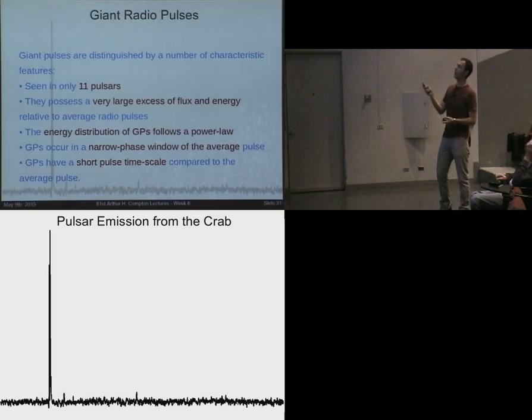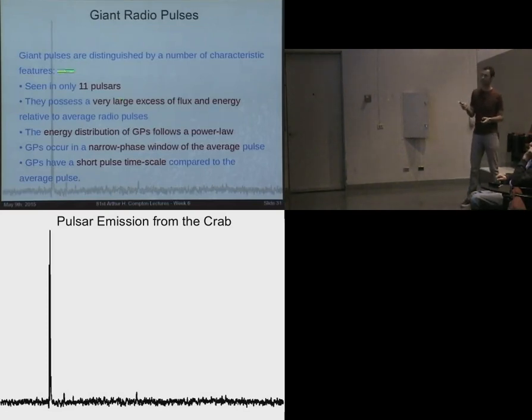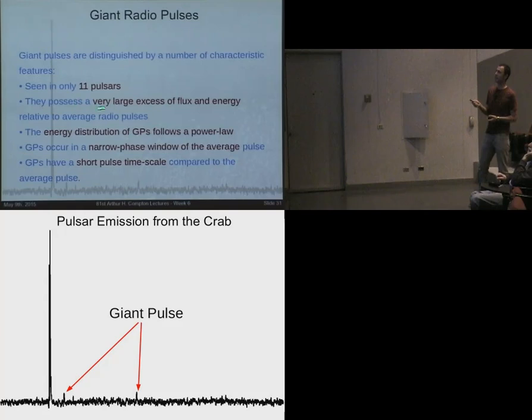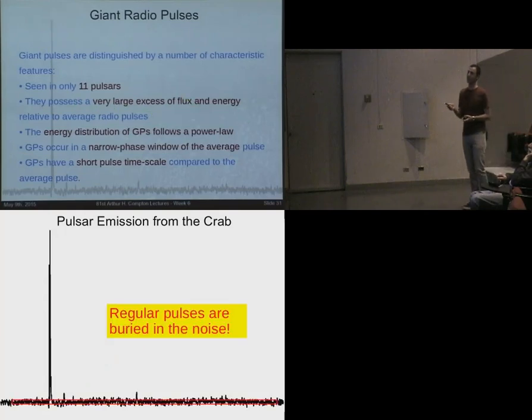So, what are giant radio pulses? They're seen in only 11 pulsars. I think I made this slide about a year ago; I don't know what's been done since. They possess a very large excess of flux and energy relative to the average radio pulse. The energy distribution of giant pulses follows a power law. We will look at that later. They occur in a narrow phase window of the average pulse, and they're very, very short in time.